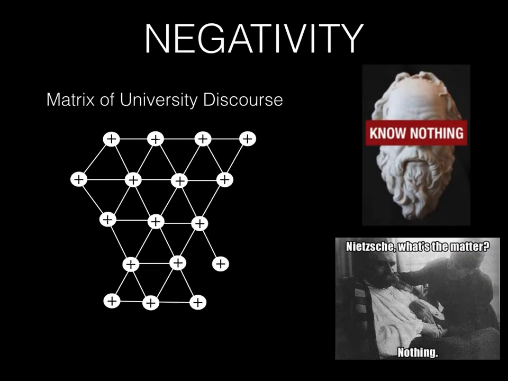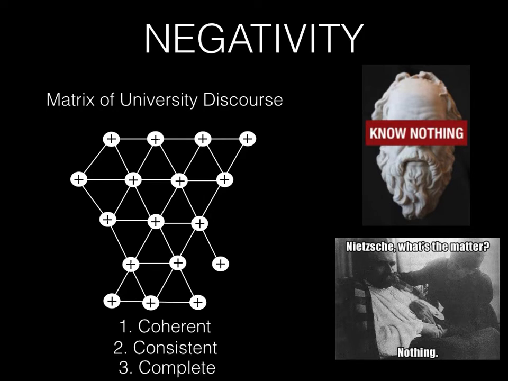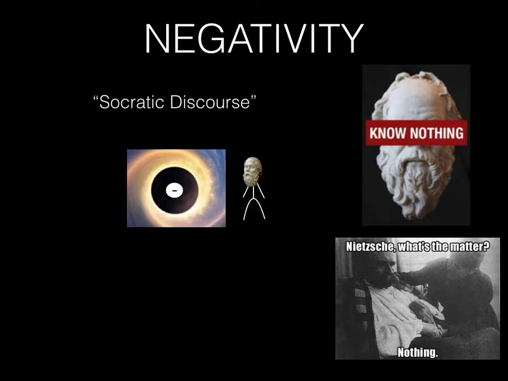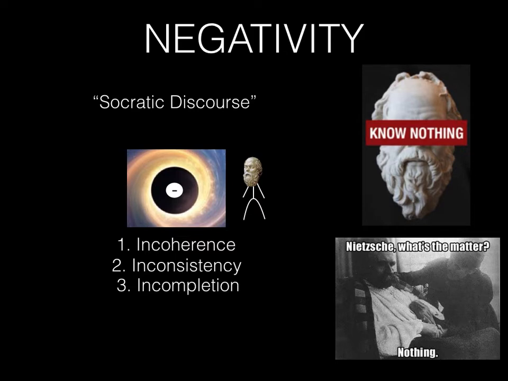University discourse, as a general matrix, operates on positive knowledge that is presented to subjects as coherent, consistent, and complete, in terms of representing a type of pre-Kantian noumenal substance, often presented by a form of subjectivity that presents as if they know the truth. Socratic knowledge, on the other hand, is a subtractive gesture. The Socratic subject pays attention to incoherence, inconsistency, and incompletion of all positive knowledge, and operates as a passive reflector of pure negation to all positive knowledge. I do not know. Do you?